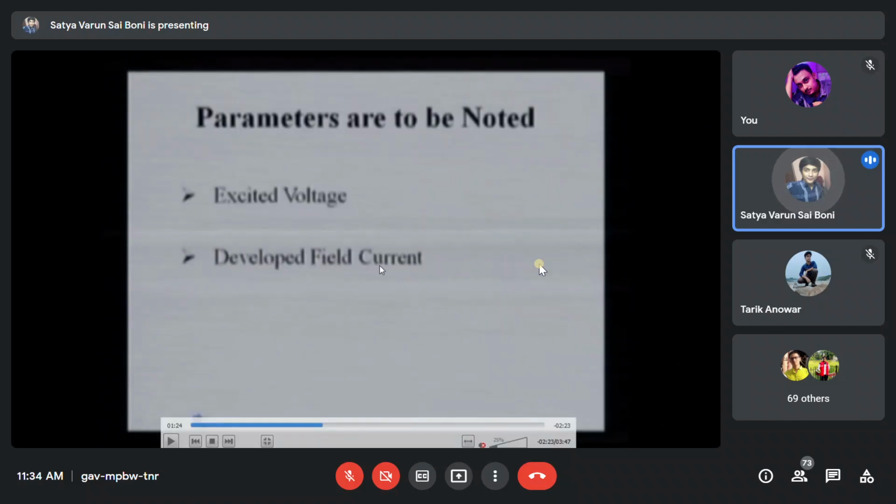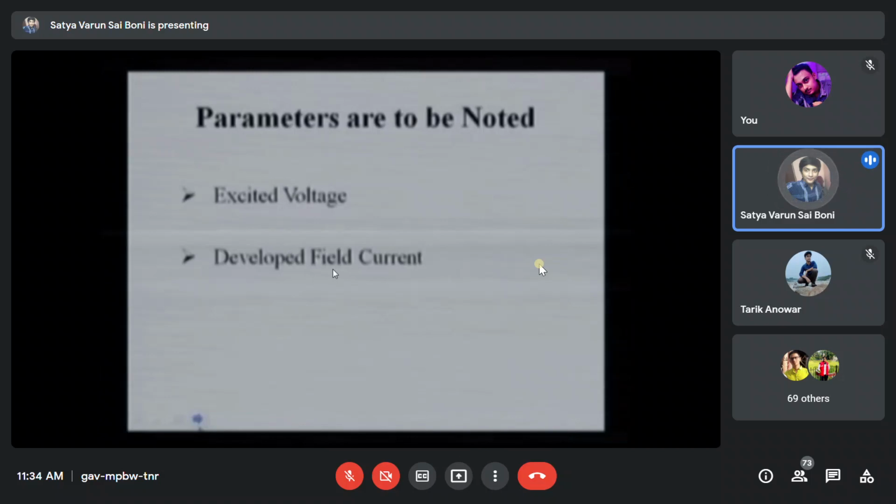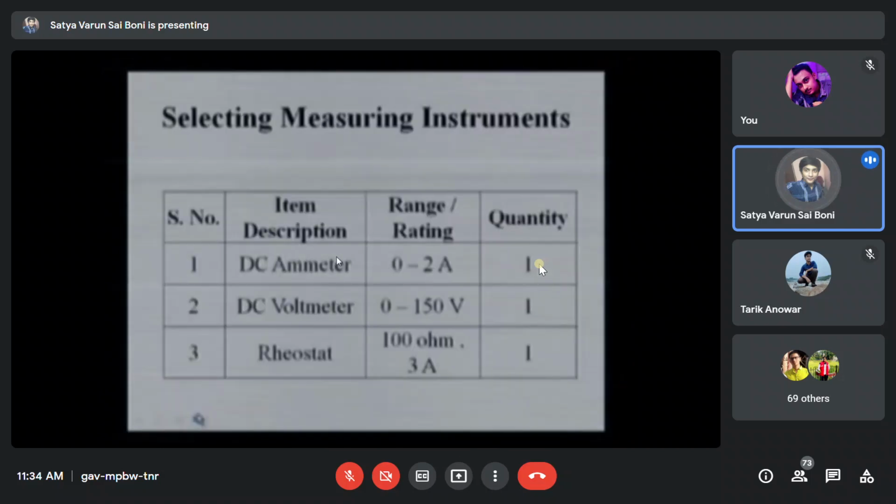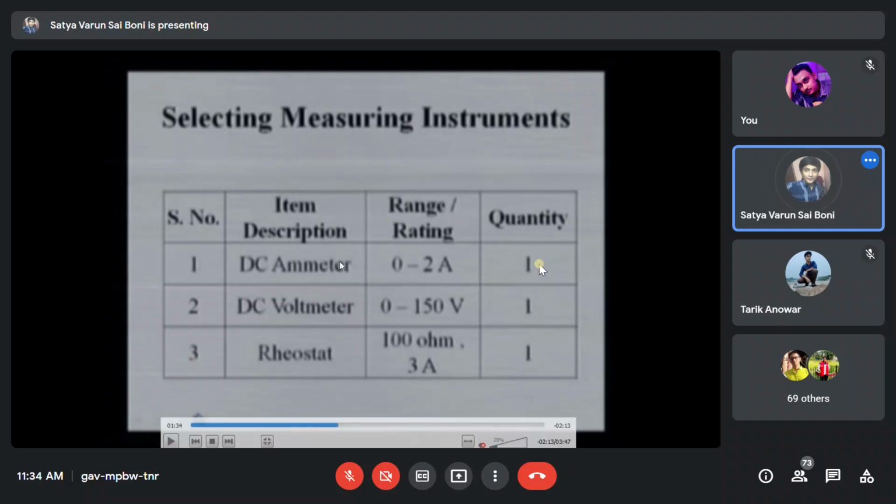The same thing, excited voltage and developed field current. What is developed in that? It is the same process. So coming to the range of values, what we are taking here. First one, we are using the 110 volts. So normally the range of voltmeter should be in the range of 0 to 150 volts.